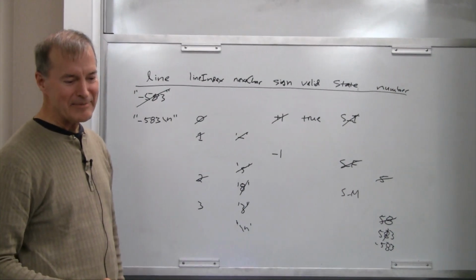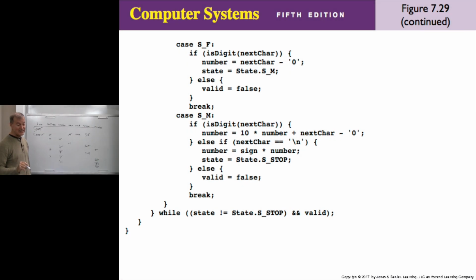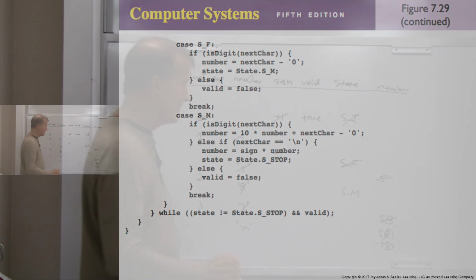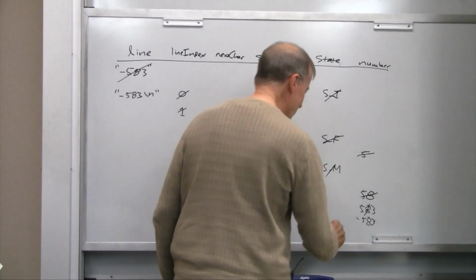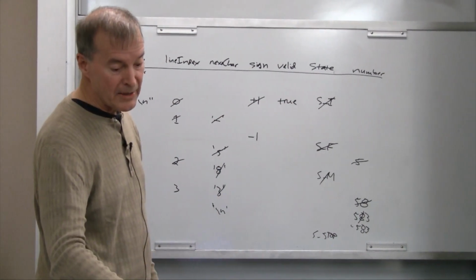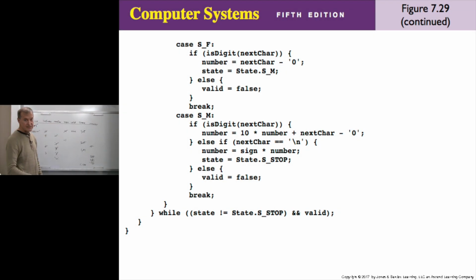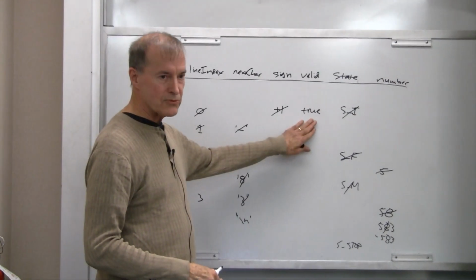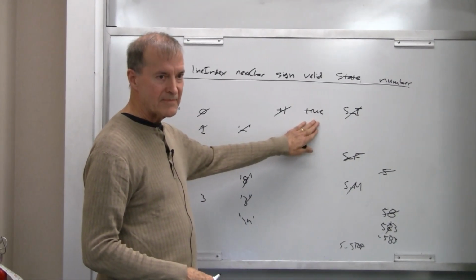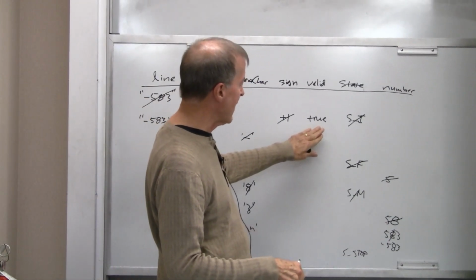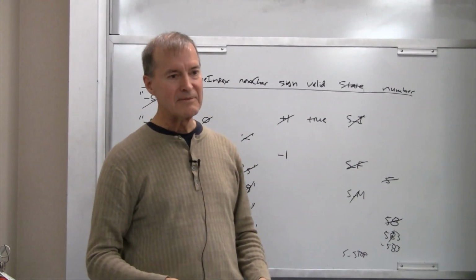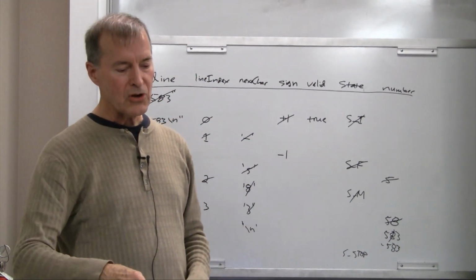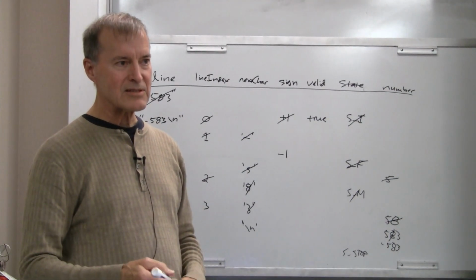Are you with me? And then what happens to state? Stop. So now you see why we have this stop. We don't have a case on it because now when we get to the while, what happens? Yeah, it stops. And then later on in the program, when we ask if it's valid, valid will be true. And when we do get num, it'll have the value -583. That's how it got converted. And you can work through the code and see what happens if it's invalid, but that's the main idea.